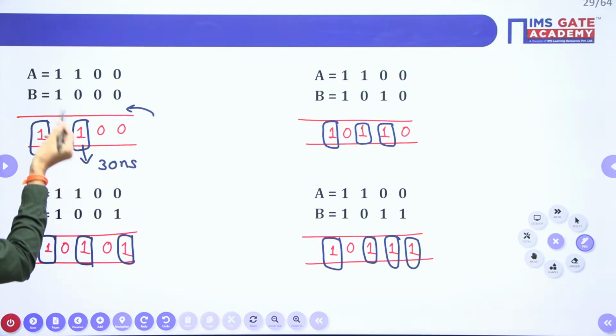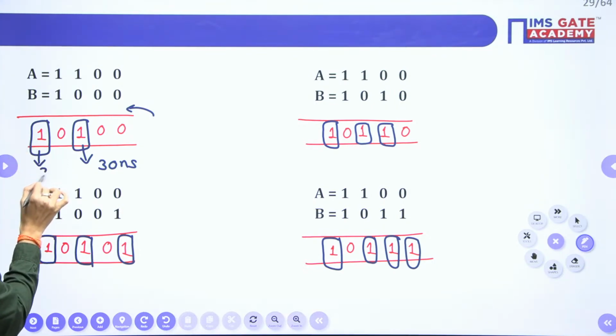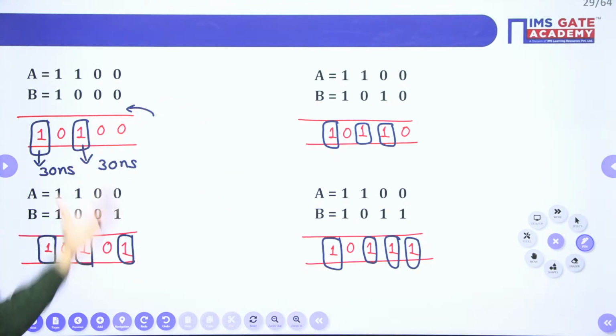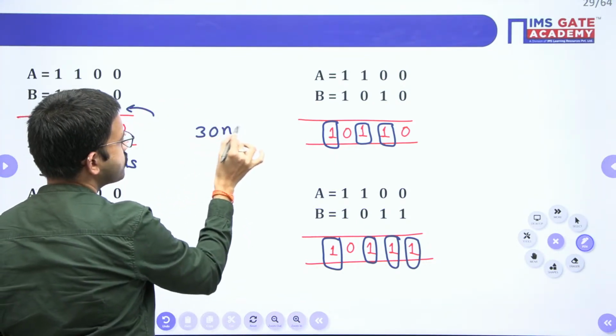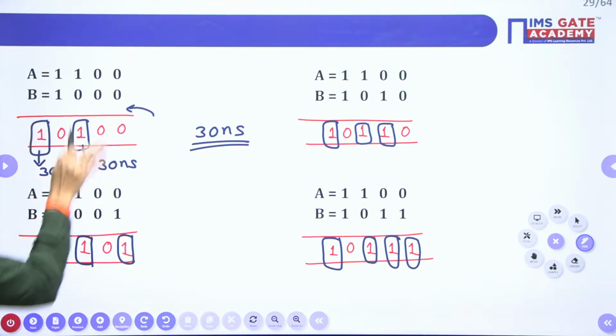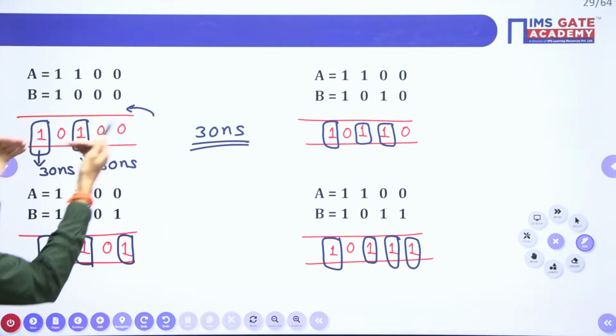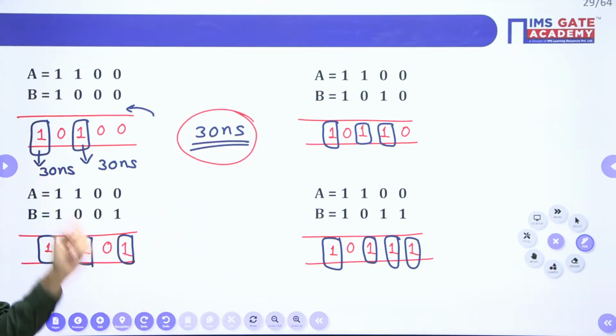And since there is no carry input here, the last stage full adder, in order to produce this carry output as 1, is taking 30 nanoseconds only. So that means for all these 4 cases, it requires only 30 nanoseconds. Yes or no? All of you quickly respond. For all these 4 combinations, whatever the combination we have considered, in order to get the valid output, the ripple carry adder is taking only 30 nanoseconds.